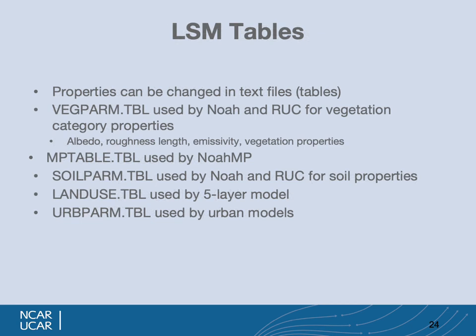So the land surface models have tables so that you don't have to go into the code to change constants or parameters. Depends which land model you're using, which tables you want to edit. And these are text files, so it doesn't require recompilation. VEGPARM table is used by NOAH and RUC for the vegetation category properties, such as albedo, roughness length, emissivity, and vegetation properties. MPTABLE is used by NOAH-MP for a similar set of properties. SOILPARM table is used by NOAH and RUC for the soil properties. And LANDUSE table is used only by the 5-layer model, and URBPARM table is used by the urban models.